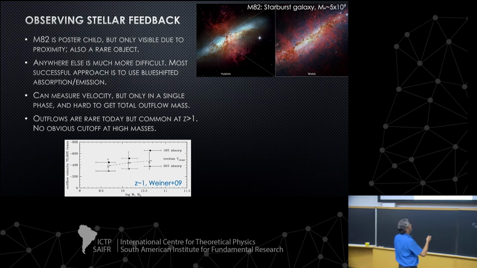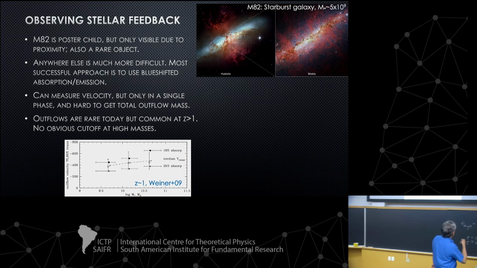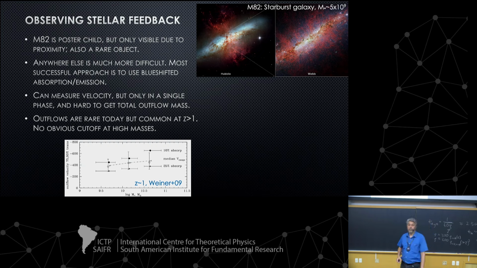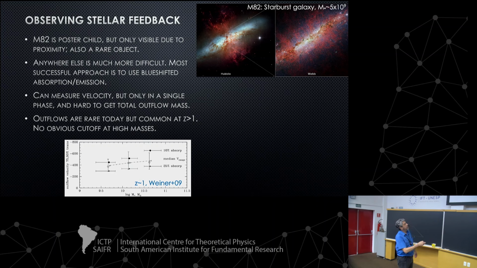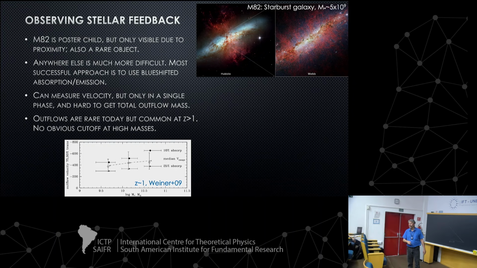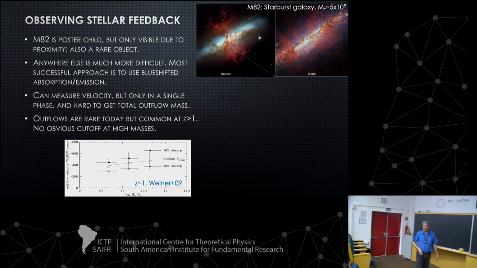So whenever people talk about feedback in galaxies, they always show a picture of M82. M82 is a nearby starburst galaxy, and you can study it very nicely. This is Hubble, this is James Webb, in the central region. So, optical, infrared. The red stuff is actually mid-infrared polycyclic aromatic hydrocarbons. If you don't know what that is, good for you.